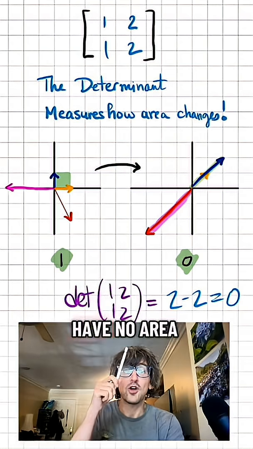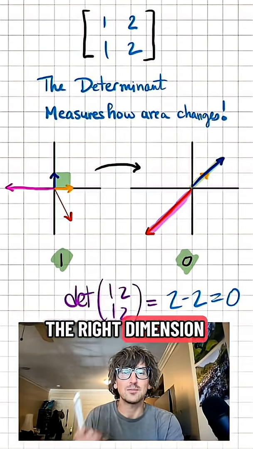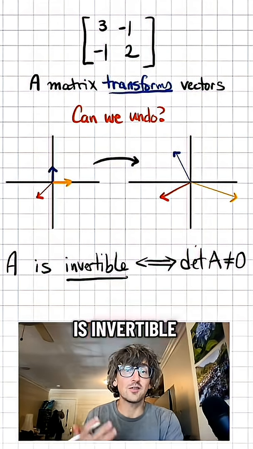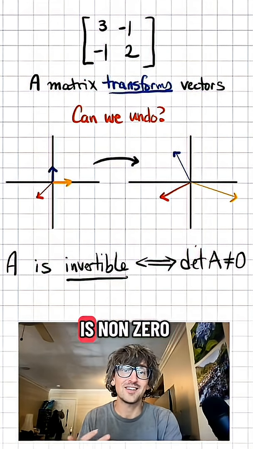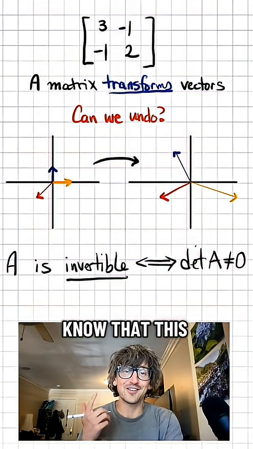That's because we have no area on the right. It's not even the right dimension. And that's why a square matrix is invertible if and only if the determinant is non-zero. Maybe now you know that this is really about area.